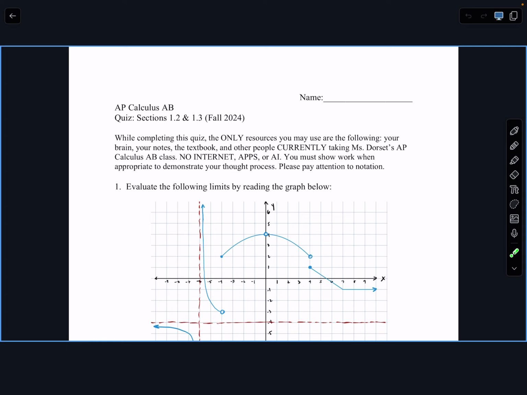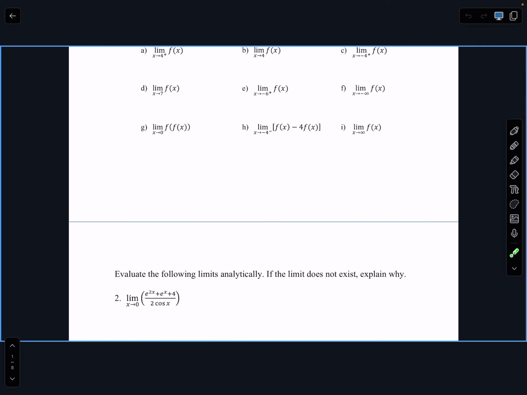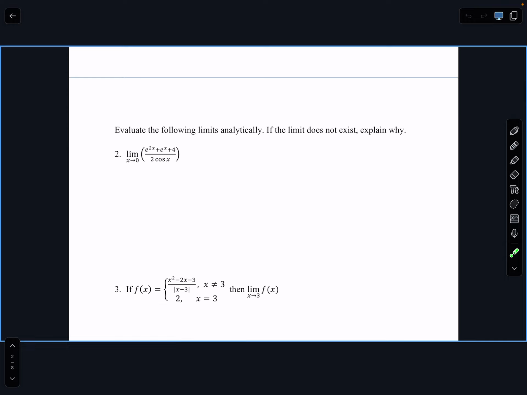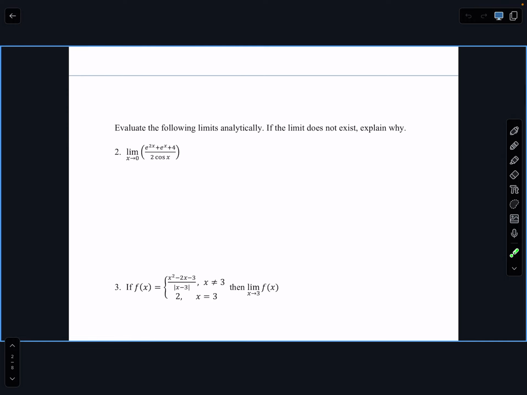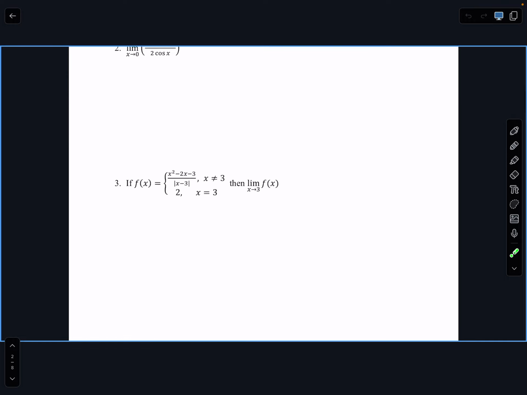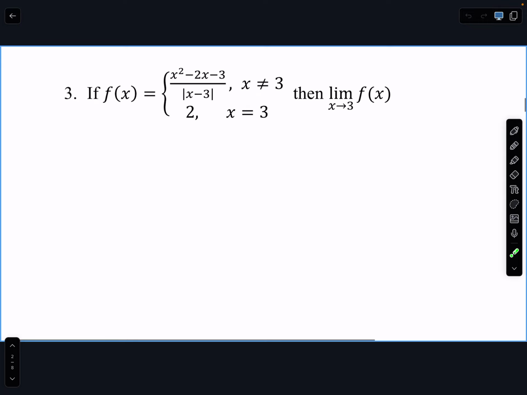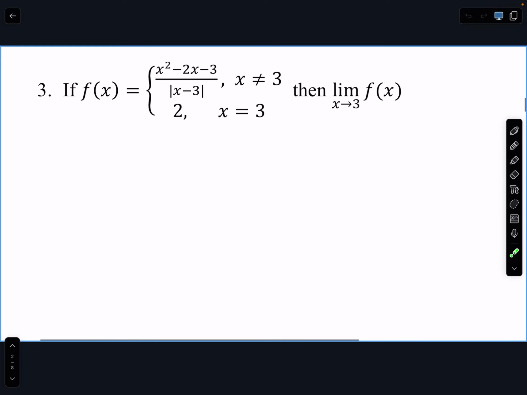So, number one, fine, pretty straightforward. G, I'm going to let you guys figure that out. And then you were evaluating limits analytically. So we come to this piecewise.